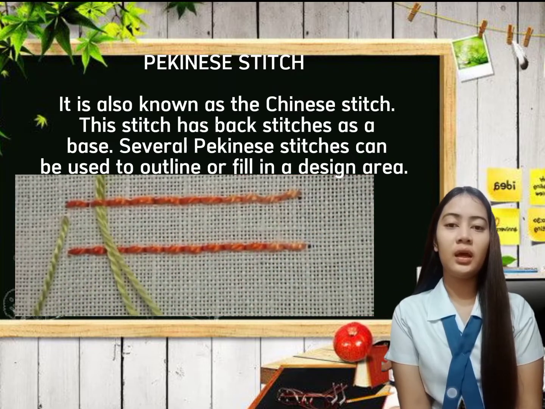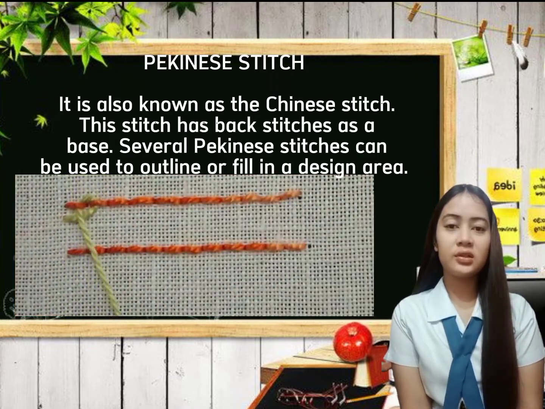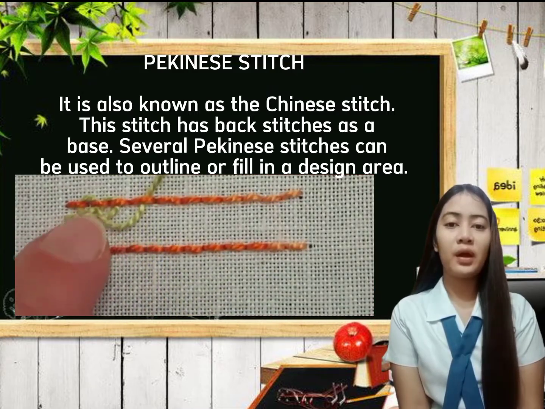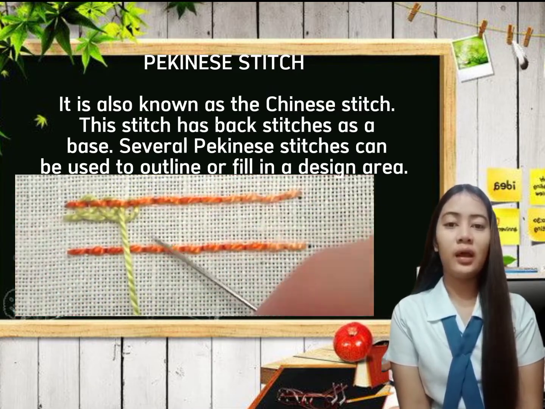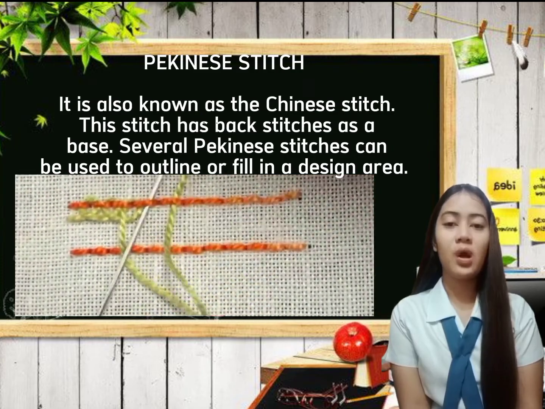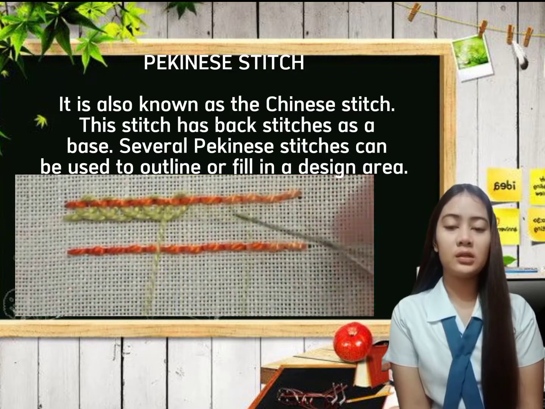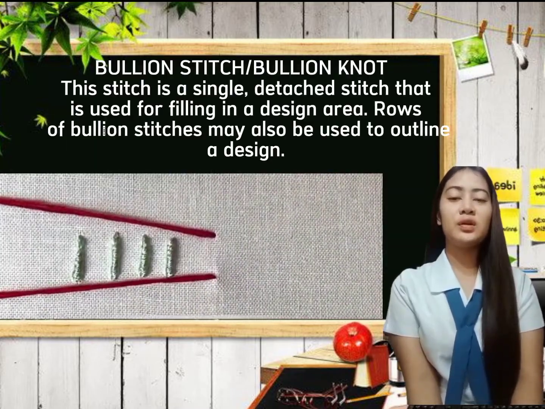Pekingese stitch. It is also known as the Chinese stitch. This stitch has box stitches as a base. Several Pekingese stitches can be used to outline or fill in a design area, used in straight or scrolling lines, borders, and also for fillings.